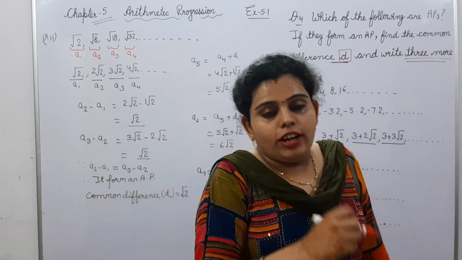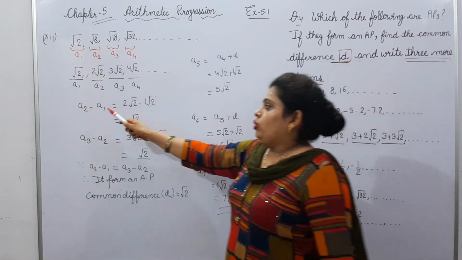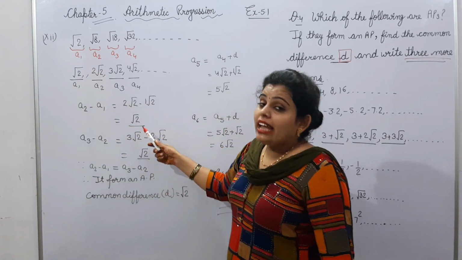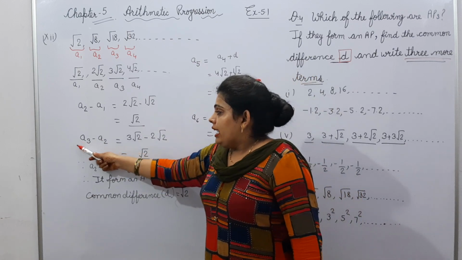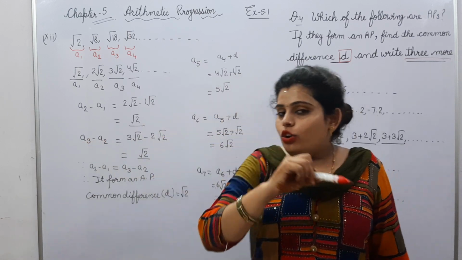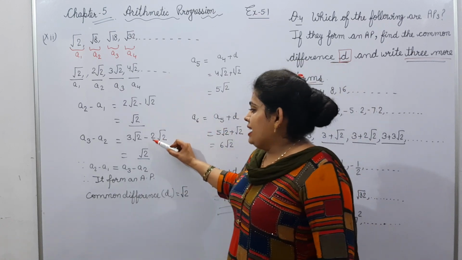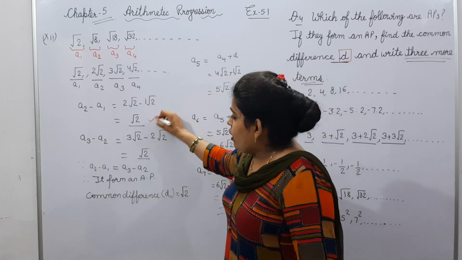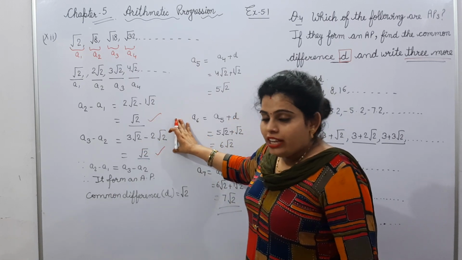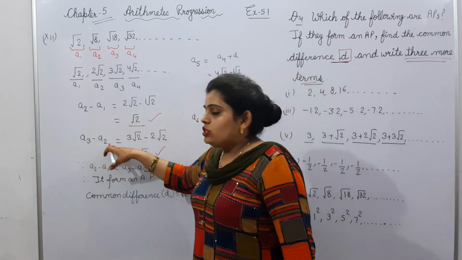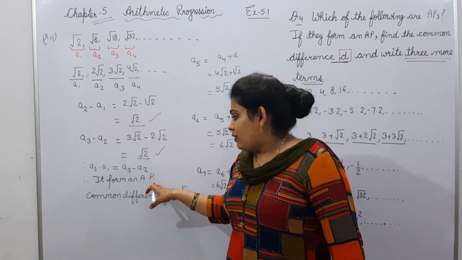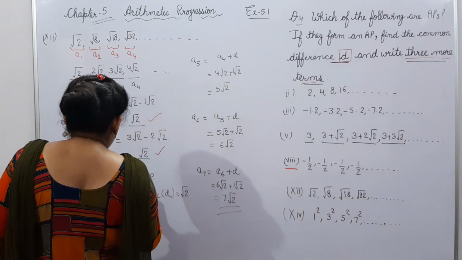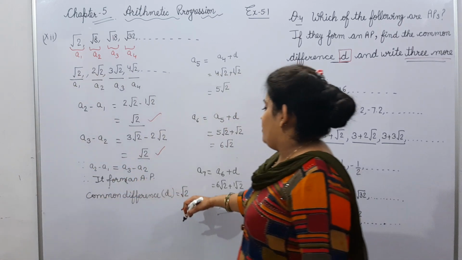Now we have to find difference between two consecutive terms. Means A2 minus A1. What is the value of A2? 2 root 2 minus root 2 means what we will get? Root 2. Now A3 minus A2. What is the value of A3, beta? 3 root 2 minus 2 root 2. Now root 2 we will get. And what we are observing from here? We are observing that difference between these two terms and these two terms are same. So they will form an AP. It forms an AP. So common difference D will equal to root 2.